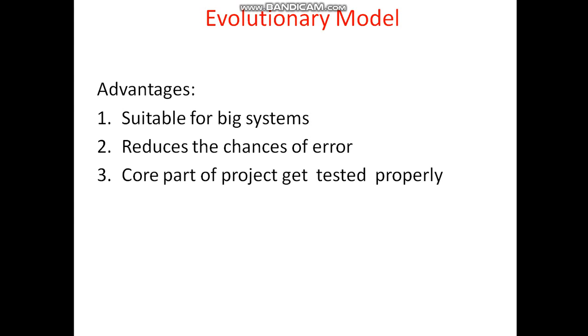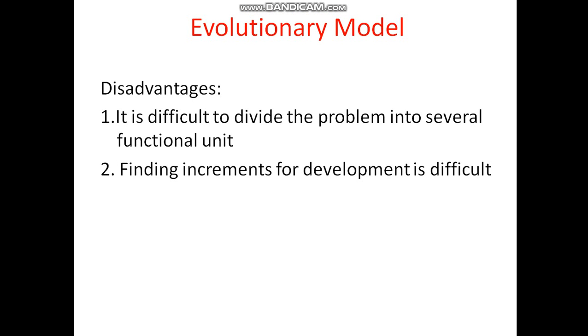The advantages of the evolutionary model are that it is suitable for big systems. It reduces the chance of errors, as this model helps to get repetitive feedback from the customer related to the independent or core part of the system. That's why it reduces the chance of error, and the core part of the project gets tested properly. Disadvantages: it is difficult to divide. As I just discussed, it is very difficult to divide the problem, and that might become the challenge.